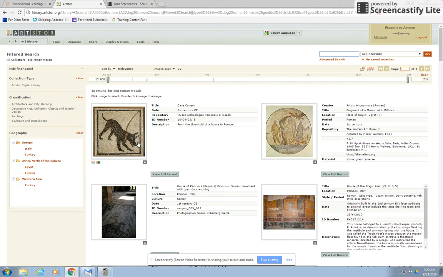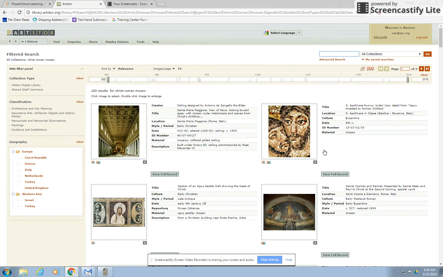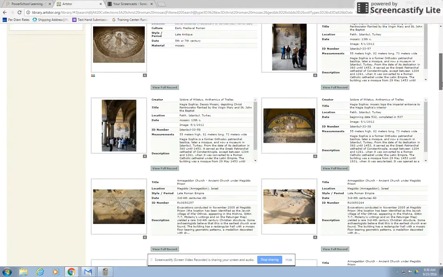So you may have to play around with that to see what you want, because again, it's searching for the term you put in, not the idea that you're thinking of. The other thing I thought was really interesting is Christ Roman mosaic. Obviously we want the ones before about 400. I don't know where that falls in here, so I'm going to put it around here.